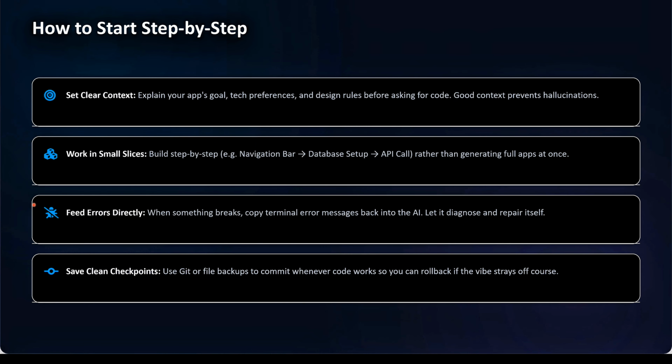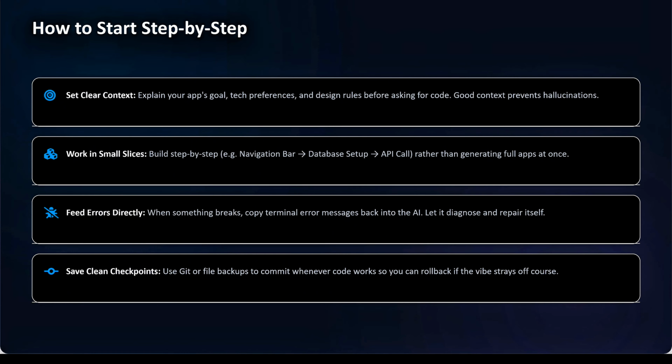Your third step would be to feed errors directly. This simply means when something breaks, copy the terminal error straight back to the AI assistant and let it self-repair so that the AI can give you the polished and fixed version right back to you.